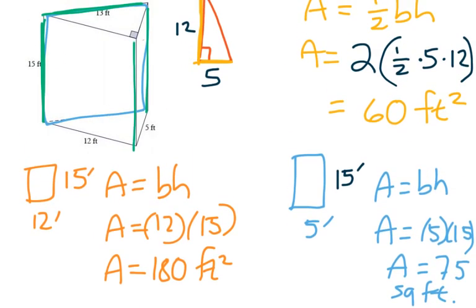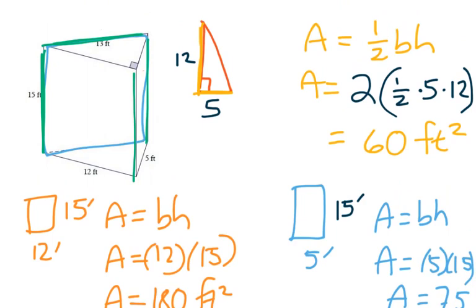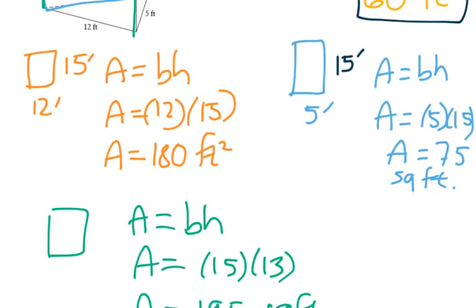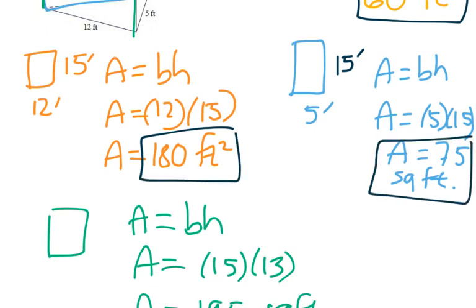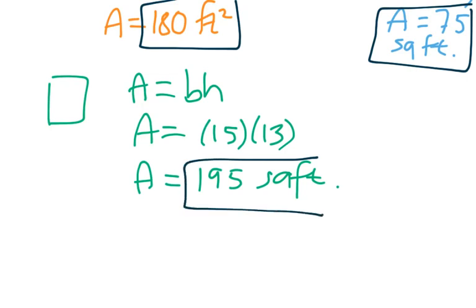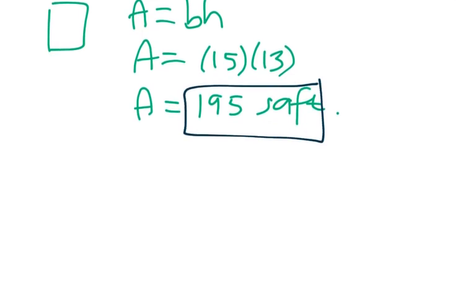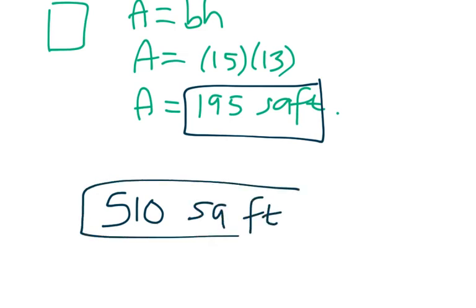One last step. In order to find the surface area of the entire prism, we need to add together the area of each surface. So we need the 60 square feet for the triangles, the 180 square feet for one of the sides, the 75 square feet for the other, and the 195 for the last side. When you add those together, you end up with 510 square feet total, and that is the surface area of this right prism.